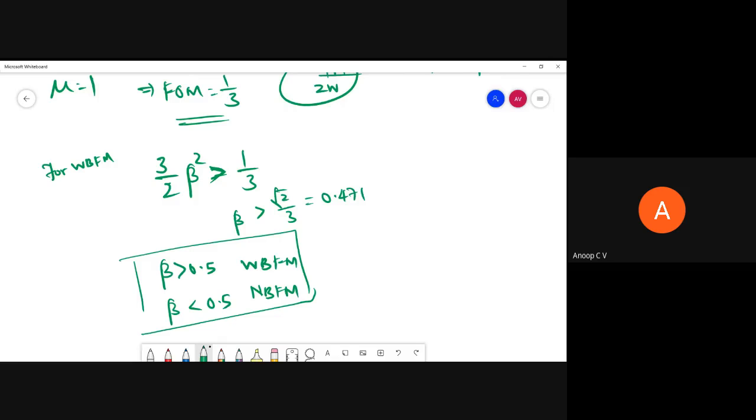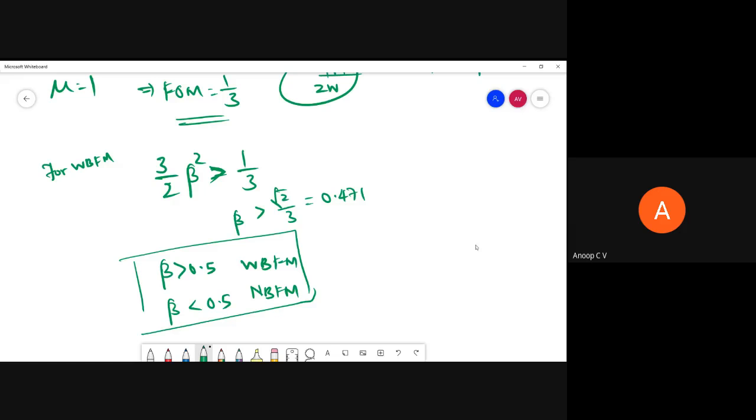Now one more possible question is that they may give these details and ask you to find whether the given system is a wideband FM signal or a narrowband FM signal. In that case, you should evaluate the value of beta, which is nothing but delta F by fm. If it is greater than 0.5, it is for sure wideband FM. If it is less than 0.5, it is narrowband FM. So this is a typical example.